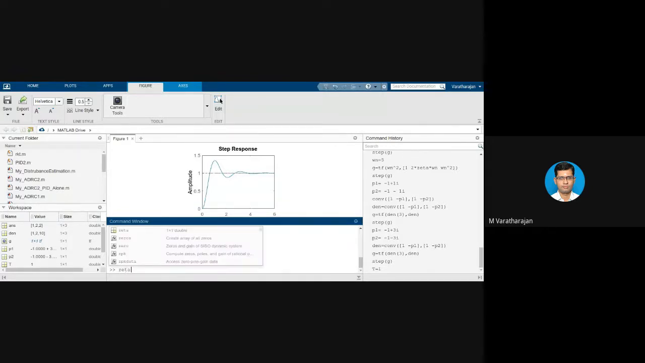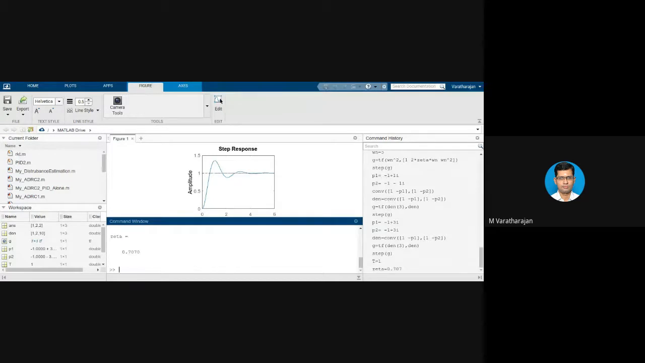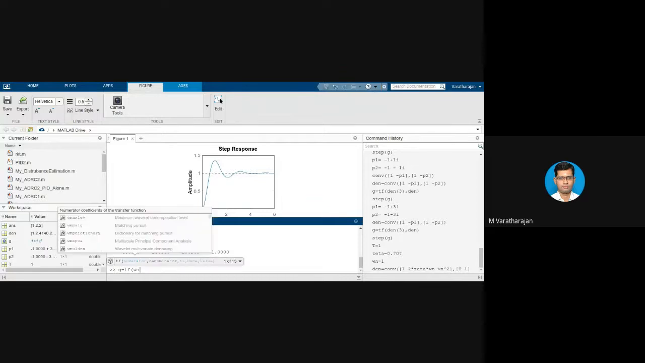We also require zeta equal to 0.707, and omega n equal to, let it be 1. I'm going to create a transfer function. First, we need the denominator part. The denominator is the convolution of s square plus 2 zeta omega n s plus omega n square, and that term, along with another term Ts plus 1. So let us create a transfer function g equal to tf of omega n square divided by our denominator term.